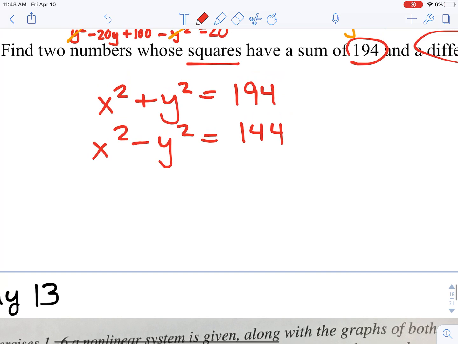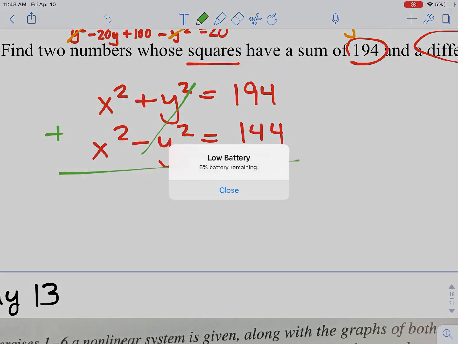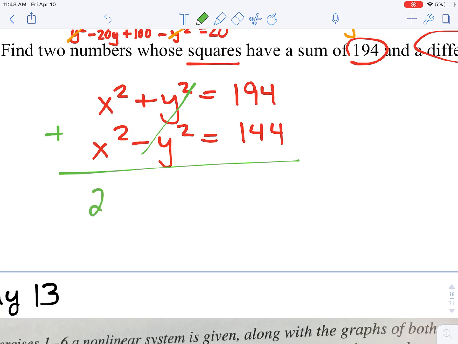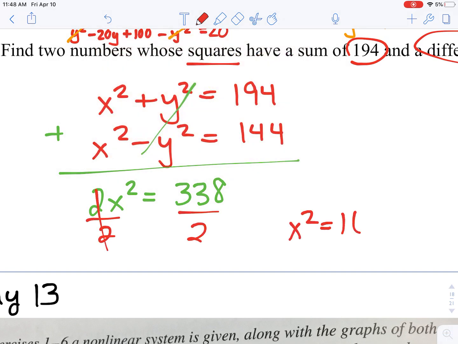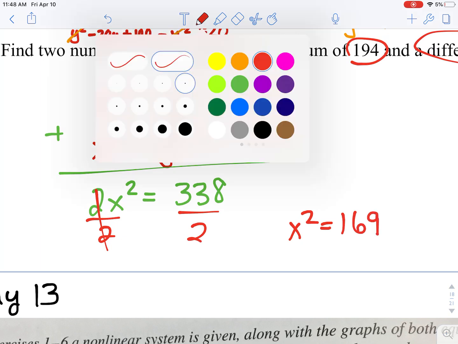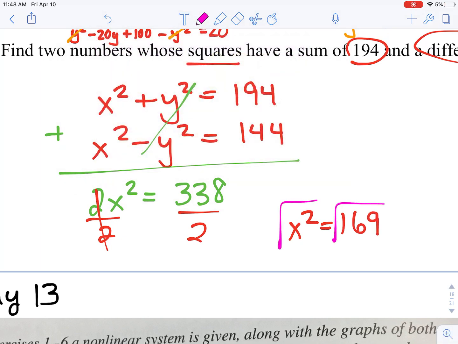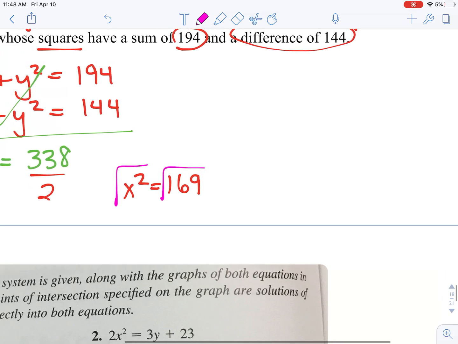Now this problem is set up very nicely for elimination. If you add them up as they are, your y's are going to eliminate. And we get 2x squared. And if you add that up, it's 338. Using your square root method, the first thing we do is divide by 2. And we get x squared equals 169. And when you take the square root, don't forget the plus or minus.